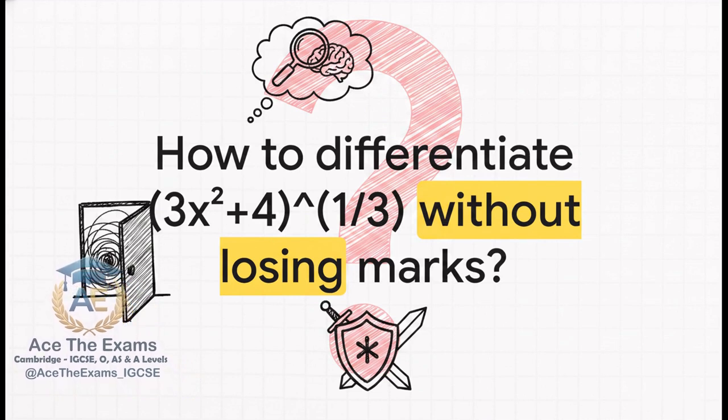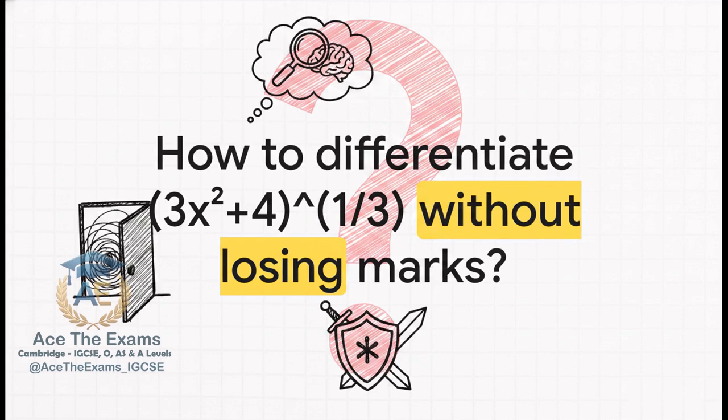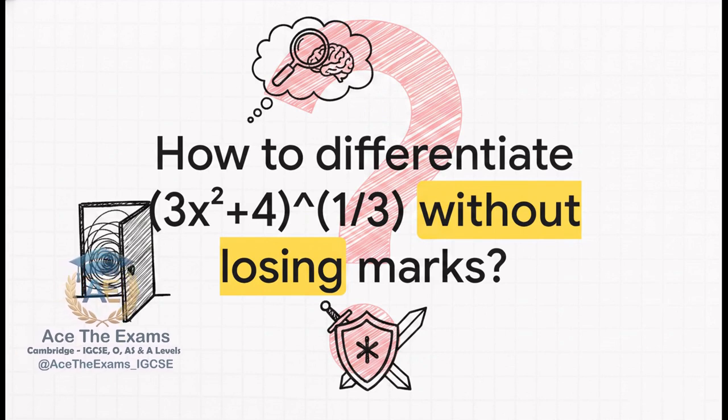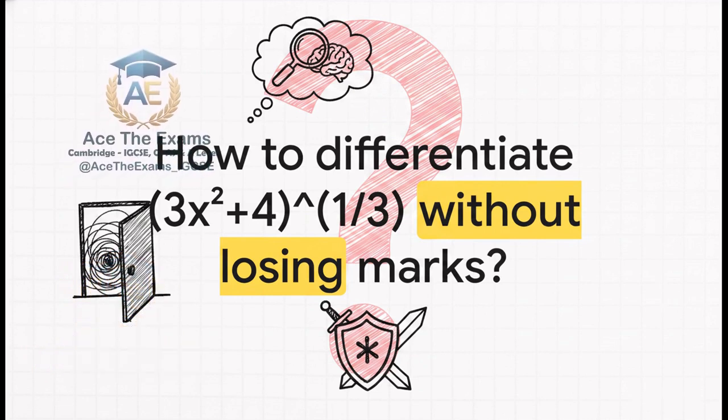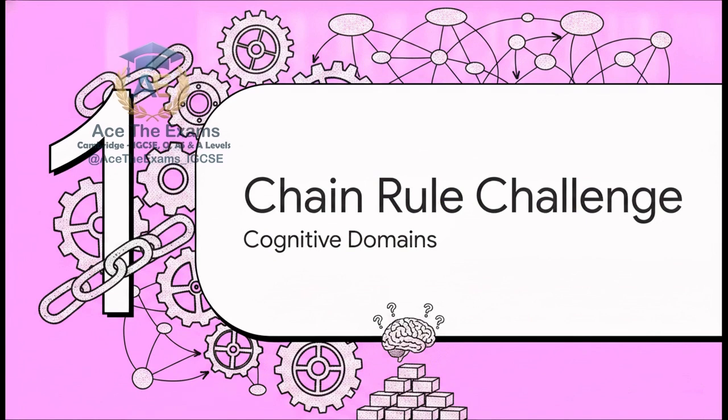When you put their flawed answers side by side, they are covered in red pen marks from the examiner. They didn't lose marks because they couldn't do the math. They lost marks because they didn't understand the strategy. They didn't show the examiner the precise analytical steps required. Which brings us perfectly to Section 1, the chain rule challenge.